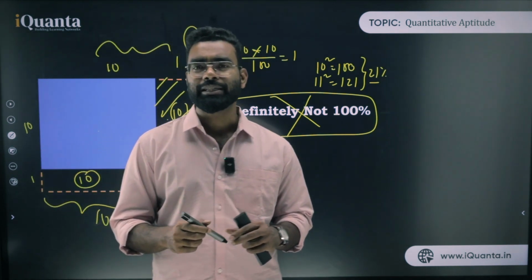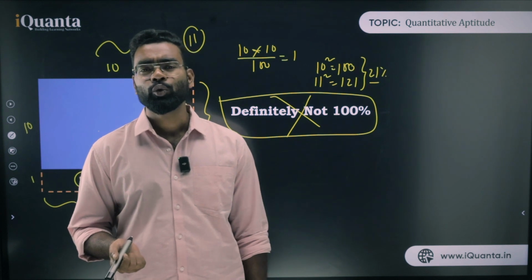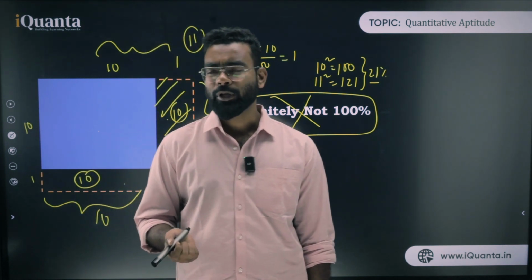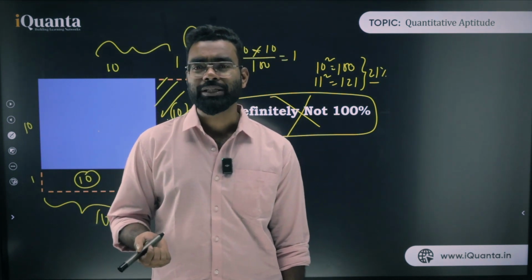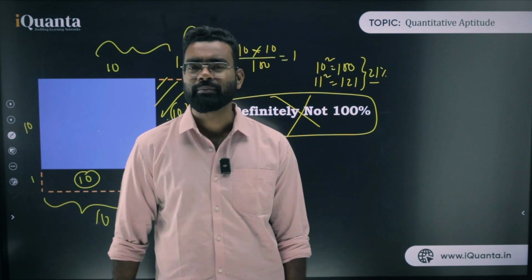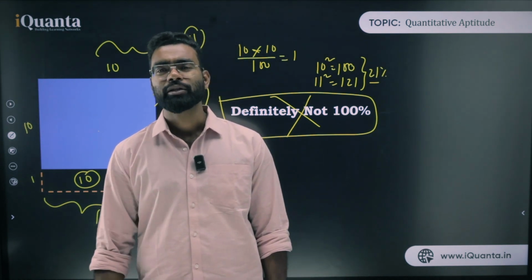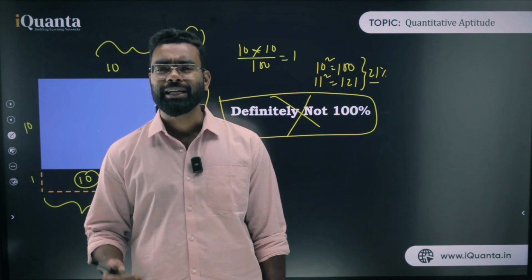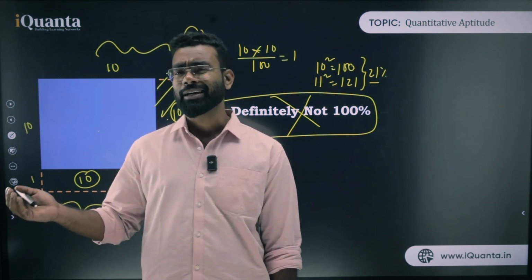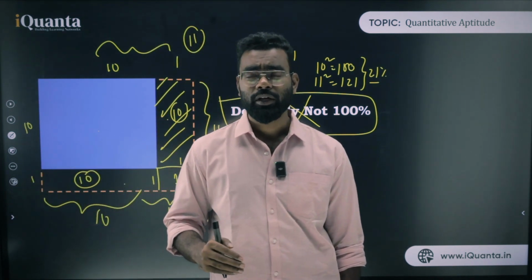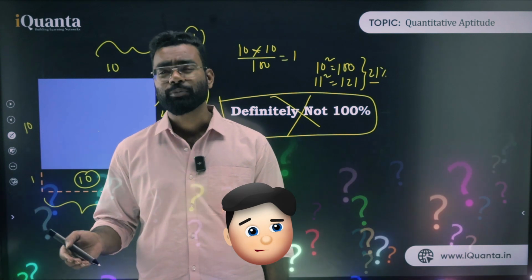Similarly, let me give you another example. Let's say you got two discounts. Let's say this is like an Amazon sale going on, a 50% Amazon sale, and if you are using an ICICI Bank credit card, you get another 60% discount. Now my question is, what is the overall discount percentage?